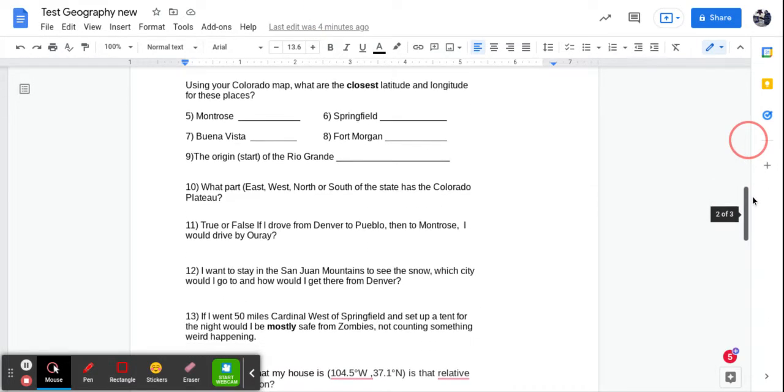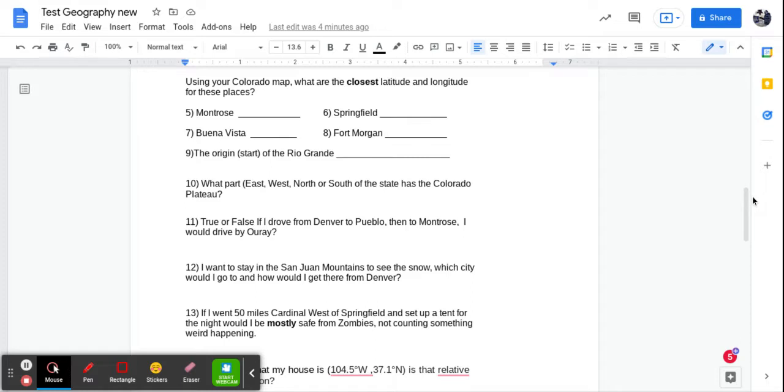So, using your Colorado map, what are the closest latitude and longitudes for these places? So you're going to write the closest longitude and latitude for a place. So question number 5 is, what is the longitude and latitude, the closest, for Montrose? So you're going to find Montrose on your map. You're going to figure out the latitude and longitude that is closest to there and put whatever that corner is.